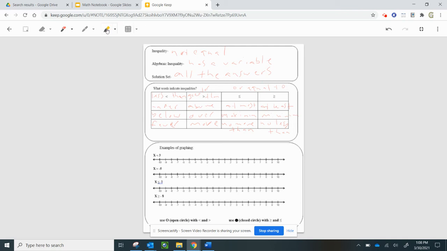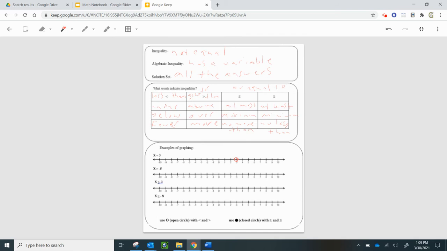So when I go to graph these, it has kind of a basic idea down here: use the number that I see, and then I'm going to make a circle on that number to tell you if it can be that number. So the first one says x is less than 3. So I'm going to find 3. I'm going to draw a circle. And I have to decide if it can be 3. So it doesn't say or equal to. So it could be anything close to 3, but it can't be it. So that's why I'm going to leave an open circle.